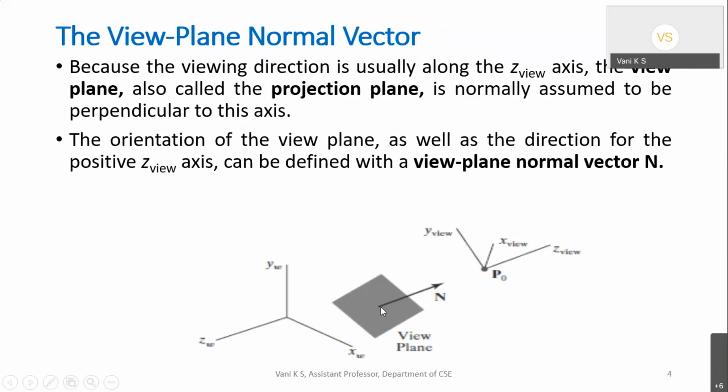A surface, and any line which is perpendicular to this surface, you call it a normal vector. A vector is nothing but an array of points, we can say. So any vector which is perpendicular to this view plane, you call it a normal vector. Normal vectors are very important because they tell in which view you are seeing it.